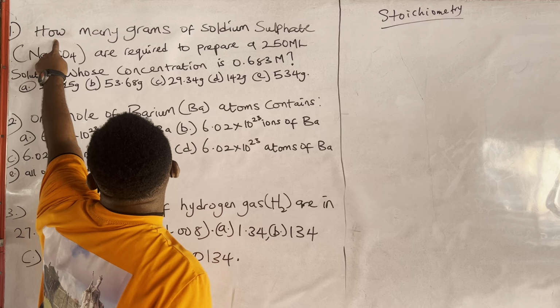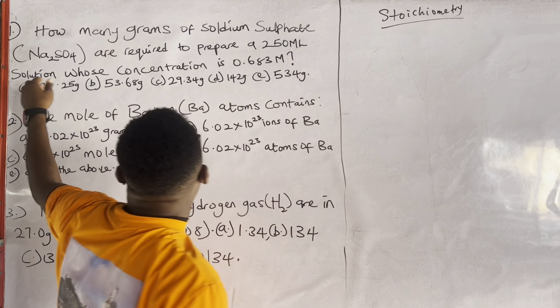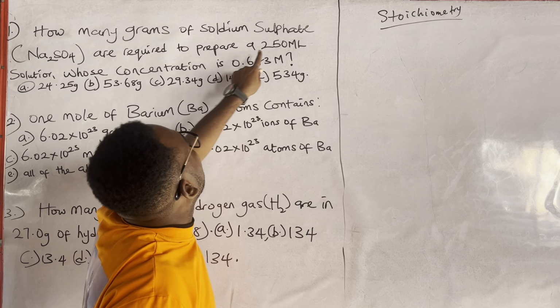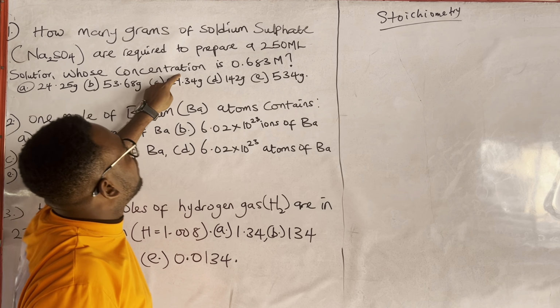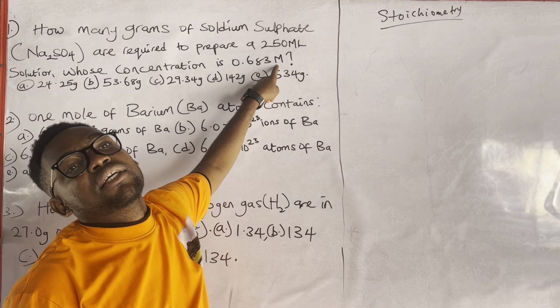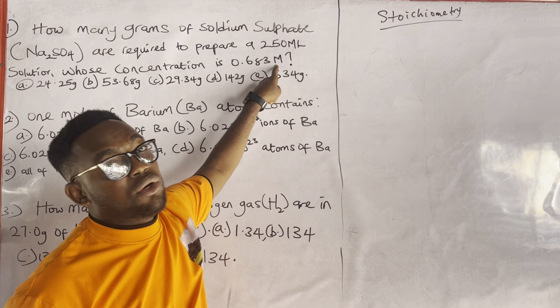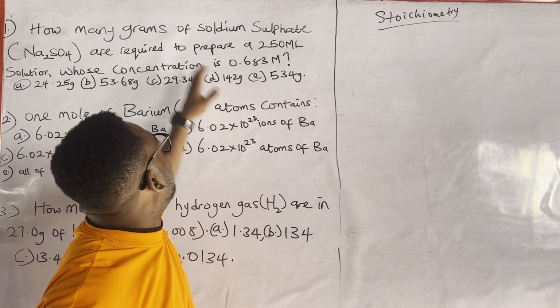If you look at question 1, it says, how many grams of sodium sulfate, and here we are given the formula for sodium sulfate, are required to prepare 250 ml solution whose concentration is this M. This M here is pronounced as molar, which we call molar concentration or molarity. So without wasting time, I'm going to write down the parameters.